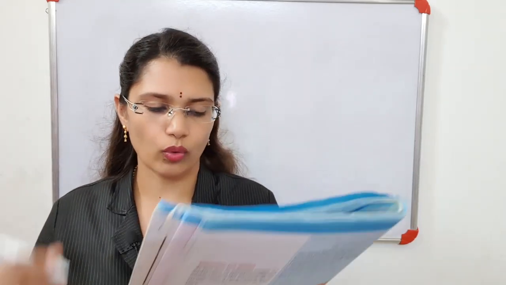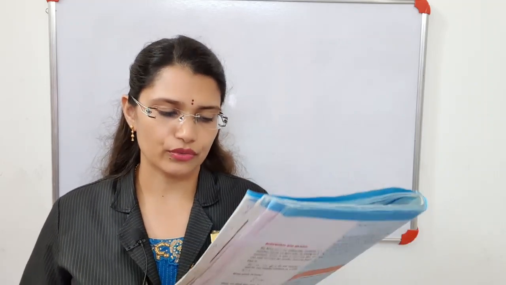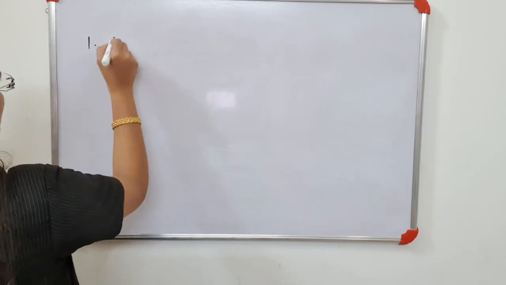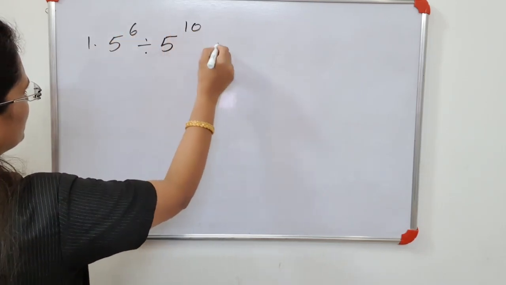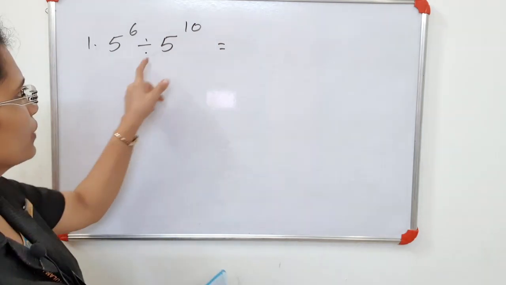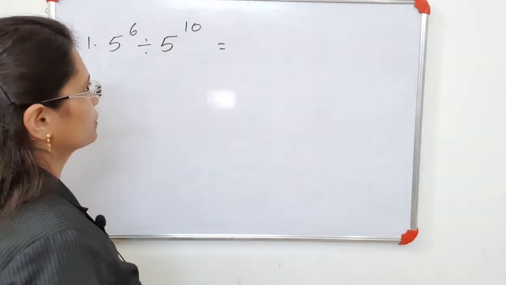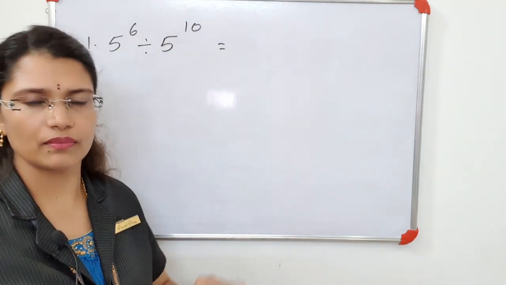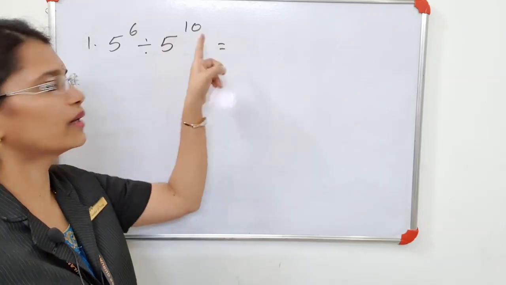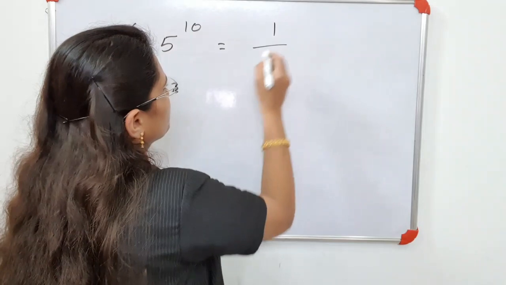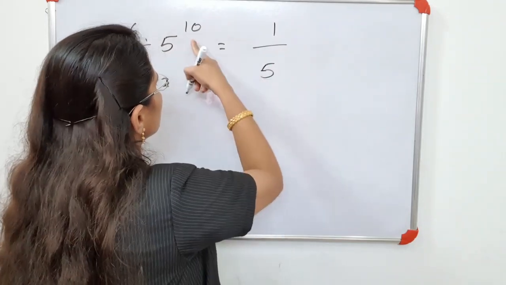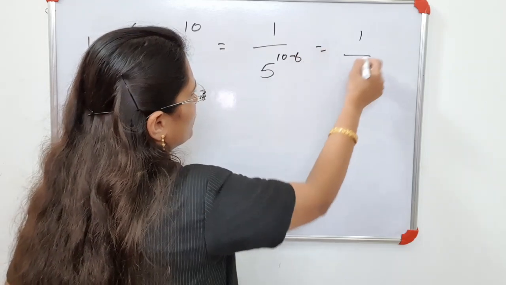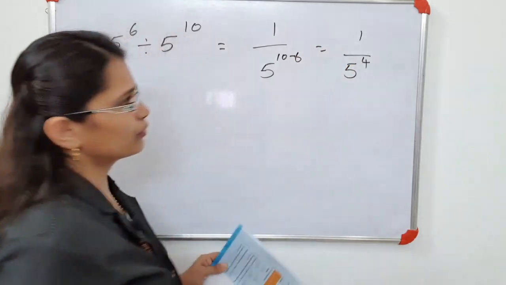Then the question is, what powers of 1 by 5 do we get on dividing 5^6 by 5^10? Here it is x^m divided by x^n. Which is greater, m or n? n is greater. If n is greater, we must do 1 divided by 5, then n minus m: 1 by 5 to the power 10 minus 6, which is 1 by 5 to the power 4.